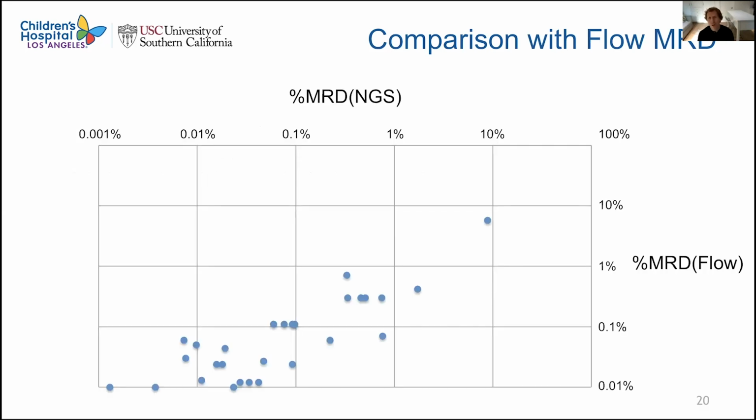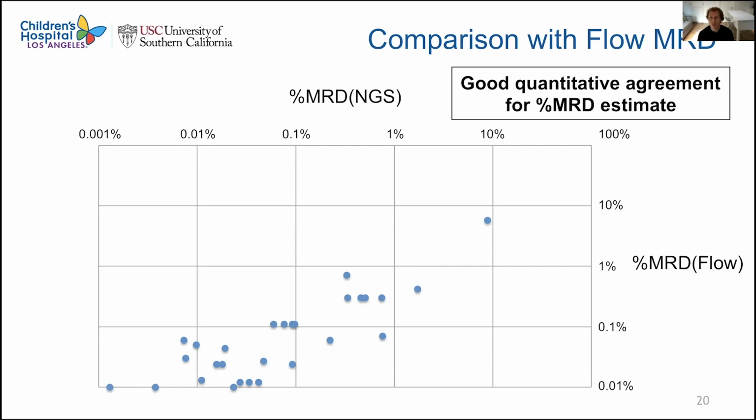So in comparing the percent MRD estimate between flow and NGS for those specimens that were positive by flow, we actually found that the numerical estimate was quite concordant. You could almost draw a line through all of these points right here. So in conclusion, there is good quantitative agreement for the percent MRD estimate.